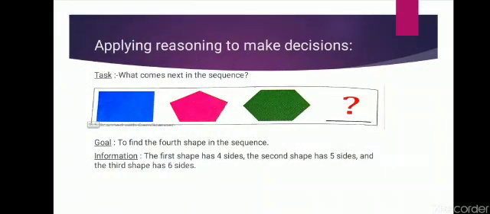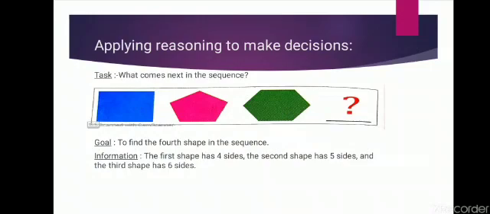Now next is how to apply reasoning to make a decision. See the diagram I have given here. Your task is to find out what comes next in the sequence. Three shapes are given here. You have to find out the fourth one.